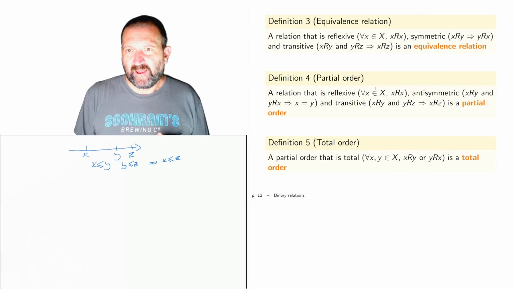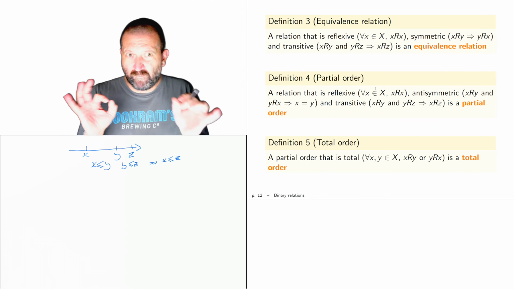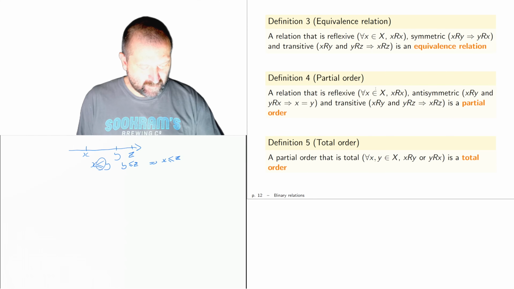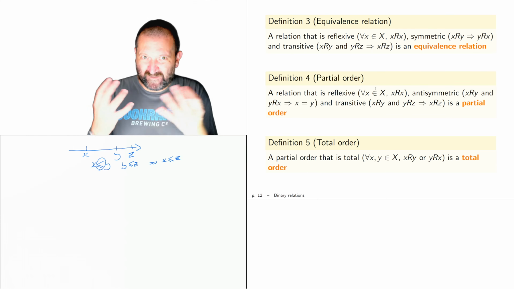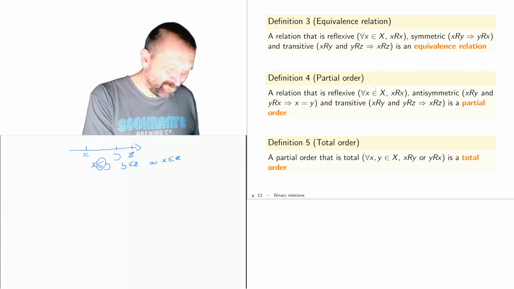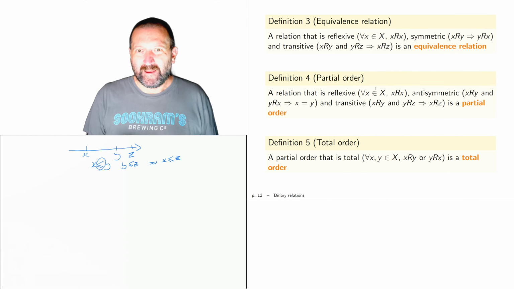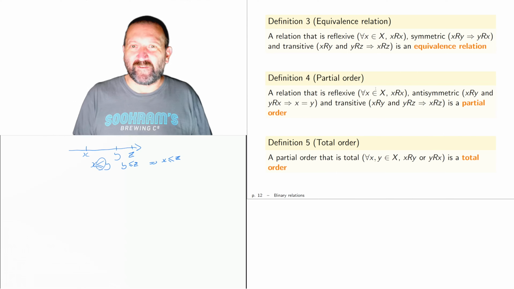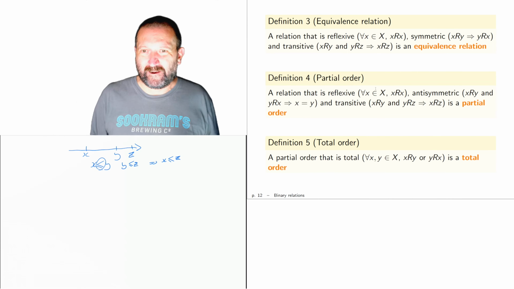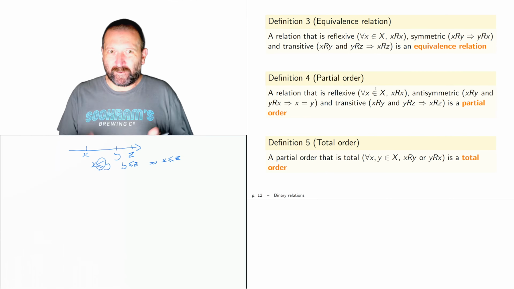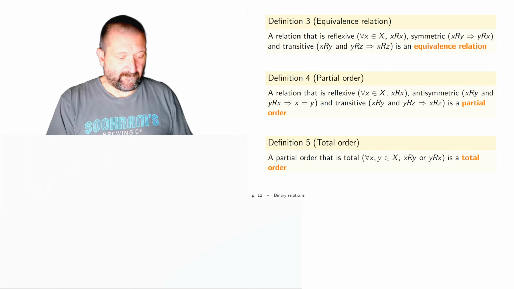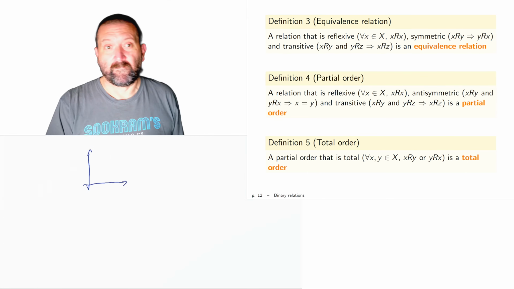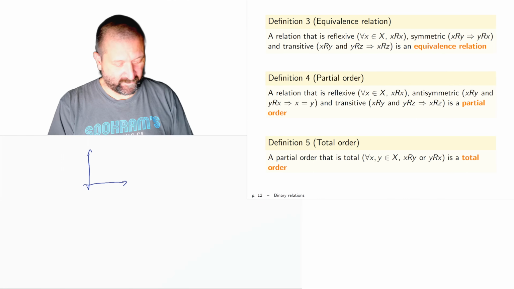Okay, because if I take two real numbers and I try to distinguish them using this binary relation between them, I can see that any two real numbers on the real line will be ordered that way. Okay.